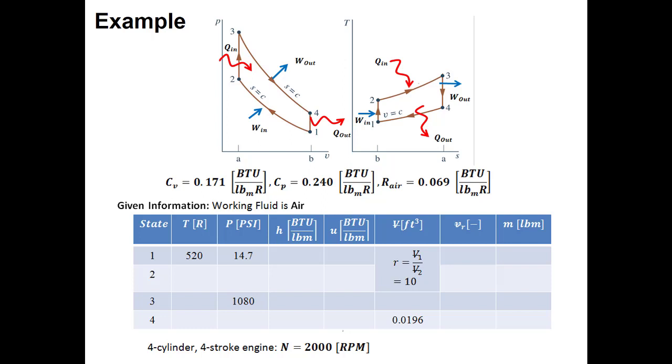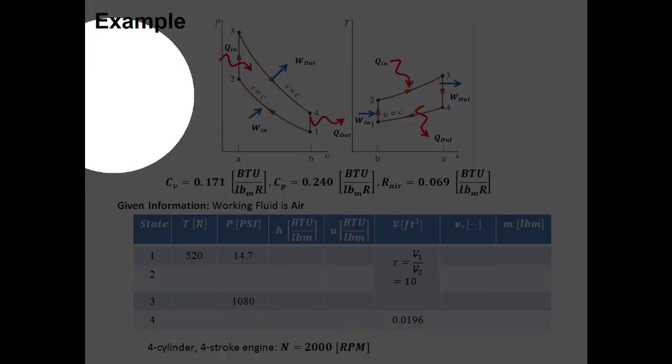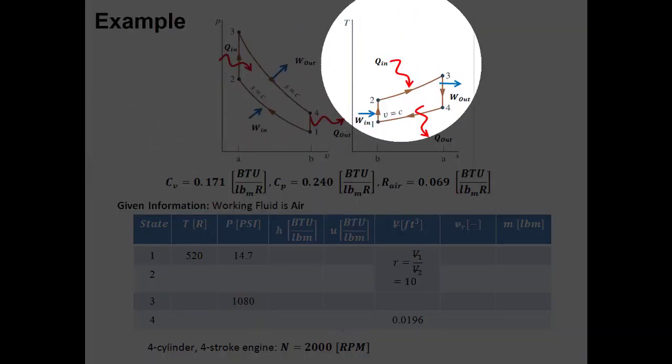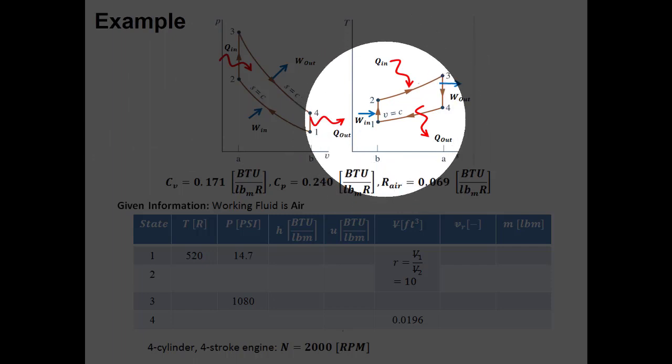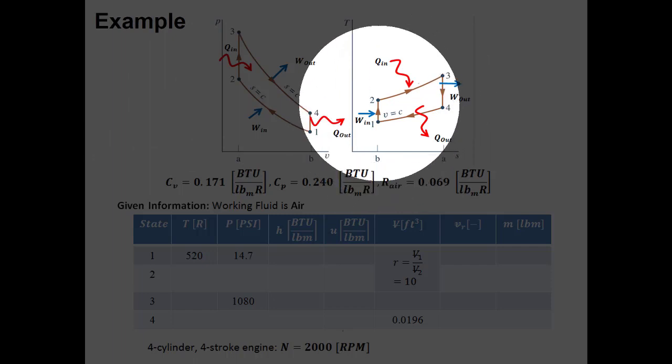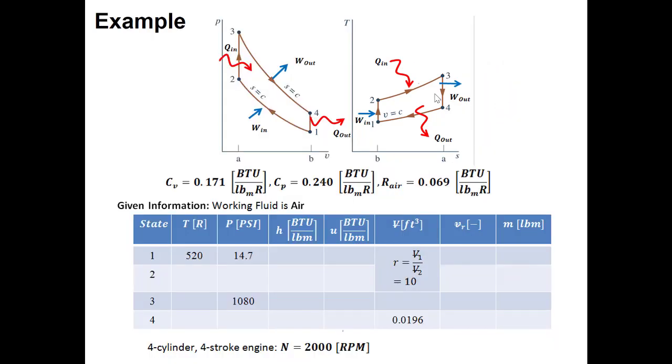So we're going to go through a problem here. This is an Otto cycle, right? I'm nice in this particular example that I drew the PV diagram and the TS diagram. On this TS diagram, you can see pretty clearly which are the isentropic processes. This is an imperial problem, so we have CV, CP, and R all given, but in imperial units.